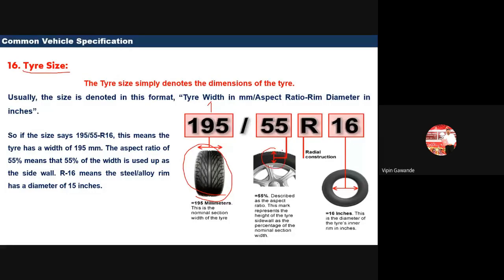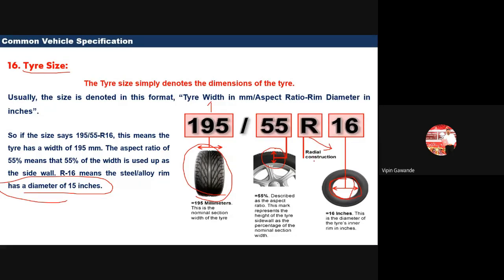Okay, so that denotes the aspect ratio. Then R represents the radial construction, and it denotes the diameter of the rim. So this denotes the diameter of the rim. This is the rim here, inside the rim. So 16 denotes the diameter of the rim.